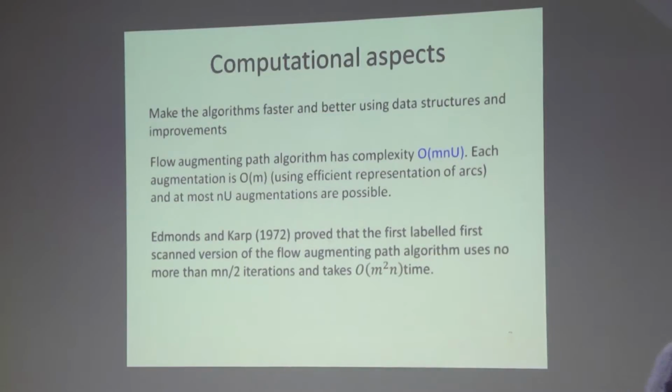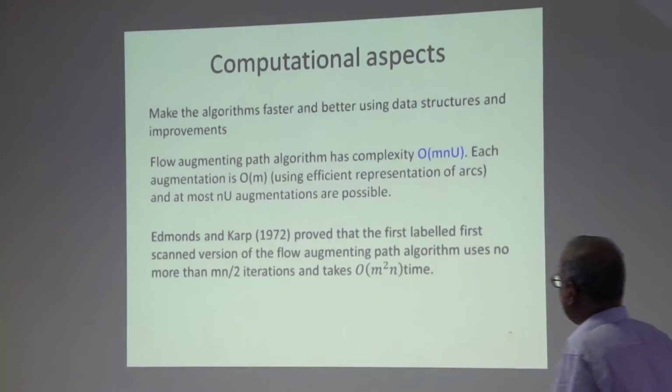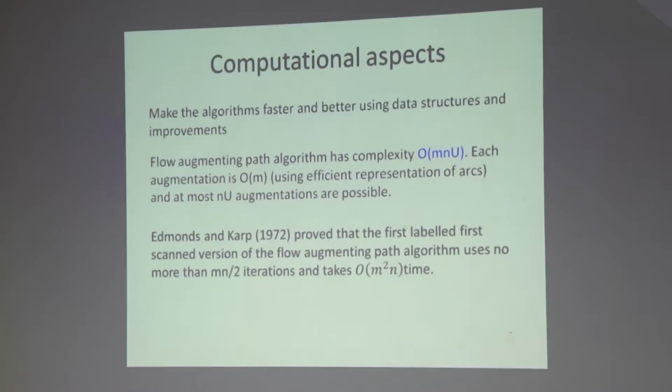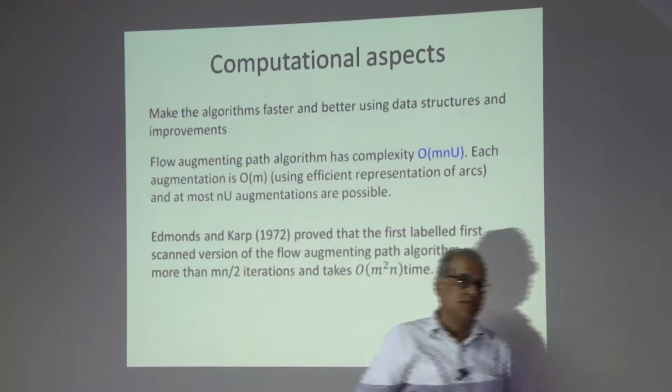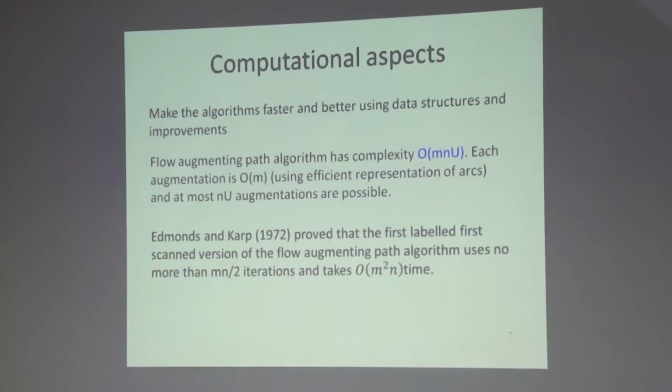Capacity scaling will help there. Now this is not polynomial because U is the maximum capacity and can be represented as 2 to the power something. So the first basic implementation, the first algorithm that we saw, is not a polynomially bounded algorithm. Then Edmonds and Karp showed that the first labeled, first scanned version uses no more than mn by 2 iterations, and therefore the order of m square n, because mn by 2 into order of n will give you m square n complexity. First scanned, first labeled was that labeling algorithm that I gave.